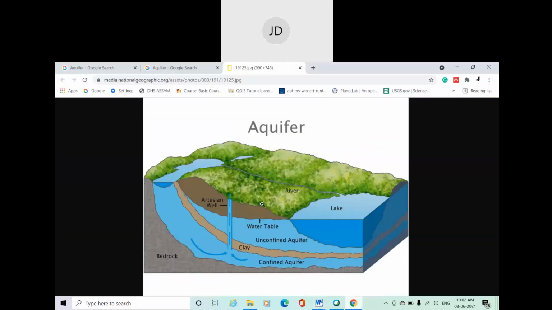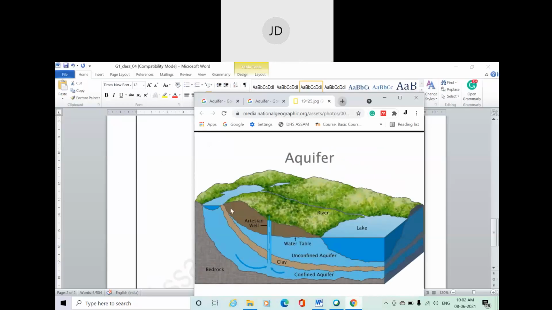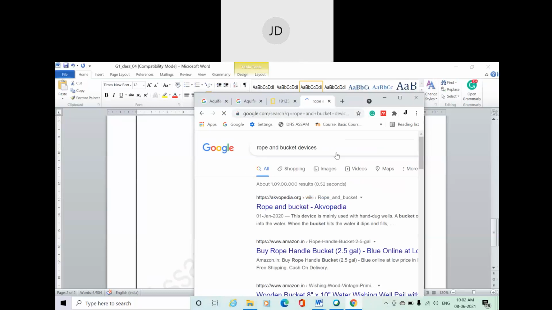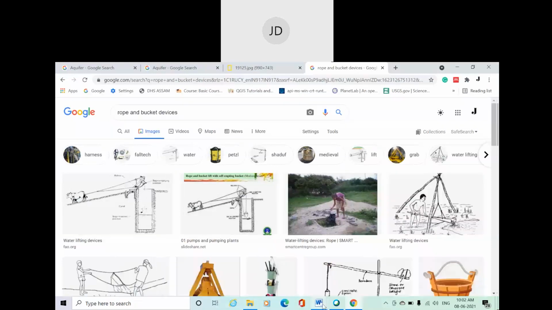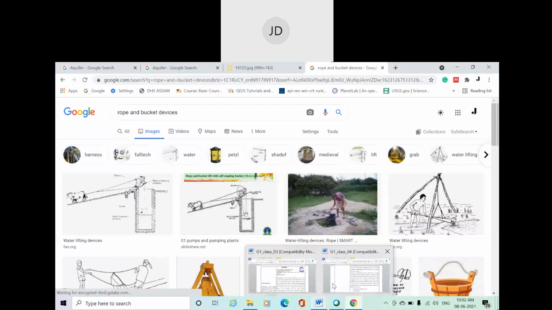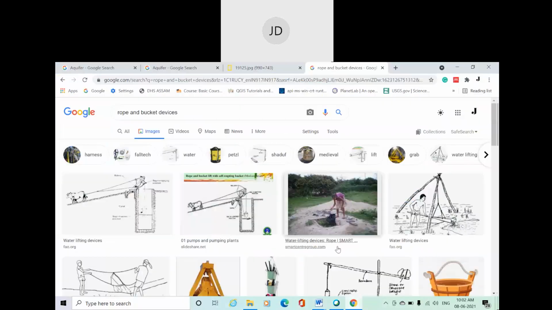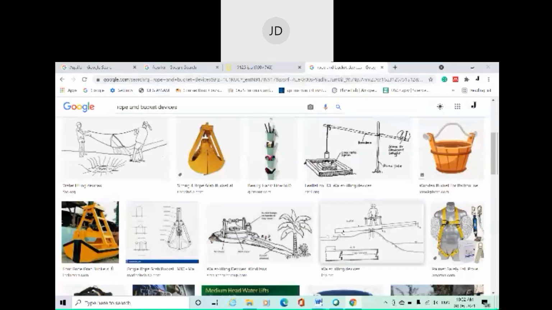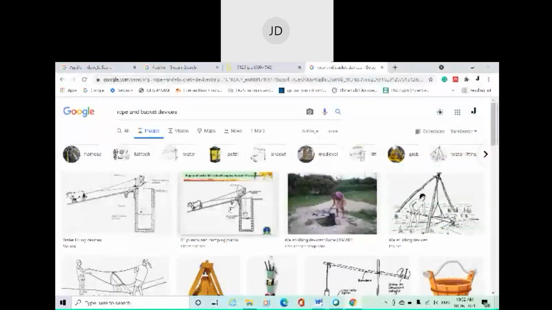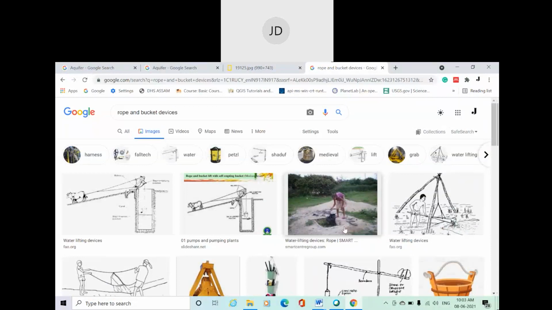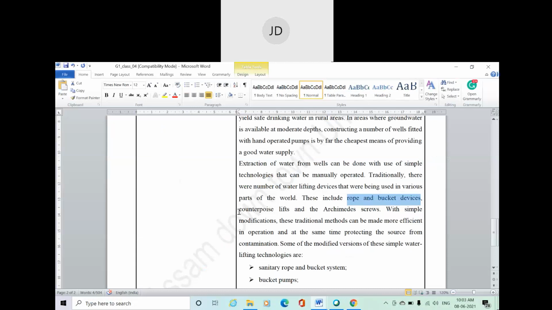Now you can see it is the rope and bucket device. Here you can see the rope and bucket device for collecting water, from a well also. We attach the bucket to a rope and, just by pulling manually, you can collect water. That is simply the rope and bucket device. Then there is the counterpoise lift.